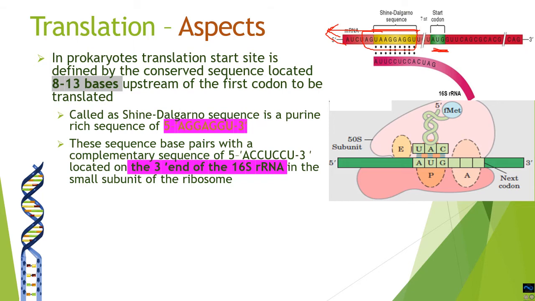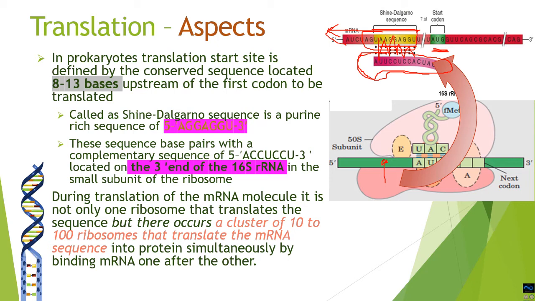You can see the conserved sequence here, and this conserved sequence is complementary to a specific sequence present in the smaller subunit of the ribosome, in the 16S rRNA at the 3' end. These are needed for the interactions to take place between them so that the 30S subunit will bind to the mRNA which needs to be decoded, hence enabling the initiation of translation.